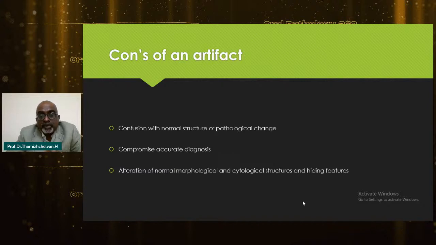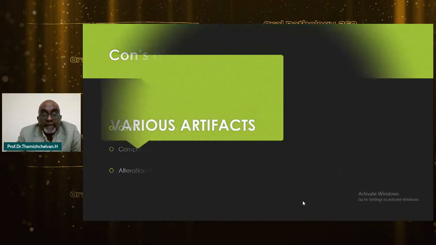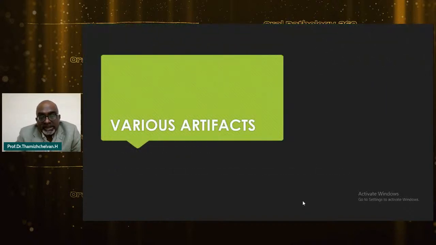So what is the problem of artifact? Anyway, we are not bothered about artifacts because we are mainly bothered about diagnosis. The tissue is given to us after 3 days, 4 days, and we get a call from the surgeon, so we are urgent to give a report. But at times, these artifacts can be confused with a normal structure or a pathological change. It will compromise an accurate diagnosis because it can alter the normal morphological and cytological structure and hide the basic features. So what are the various artifacts?